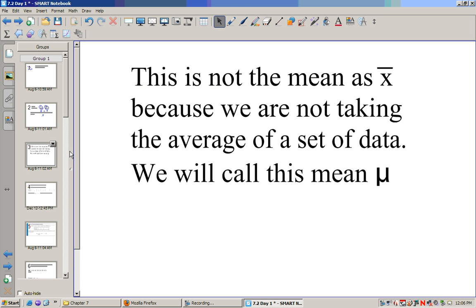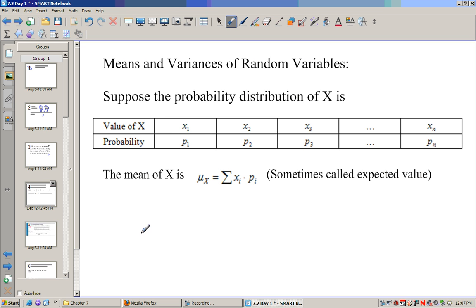Now this mean is not the mean x bar because we're not taking an average of a set of data. This is what we'll call this mean mu. Now we use Greek letters for more theoretical values in statistics. We call them parameters. We'll get into that more in the future.